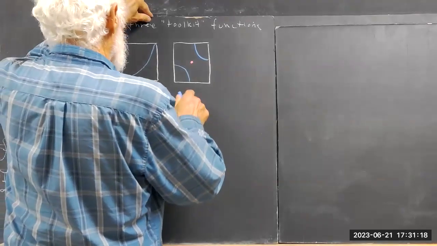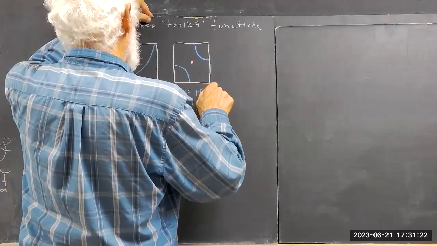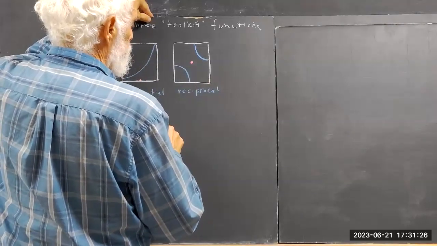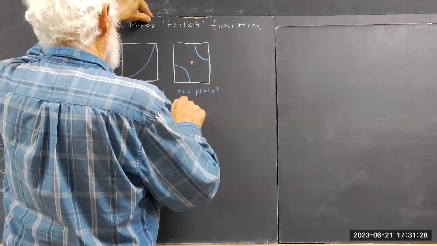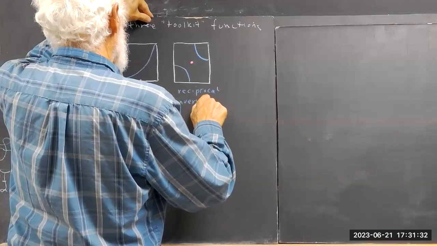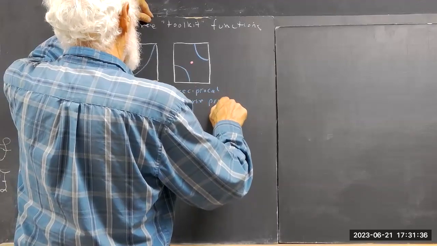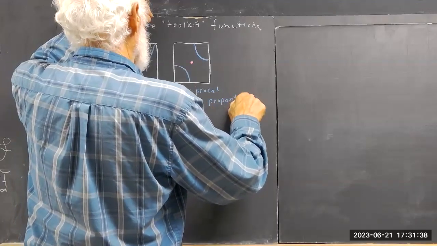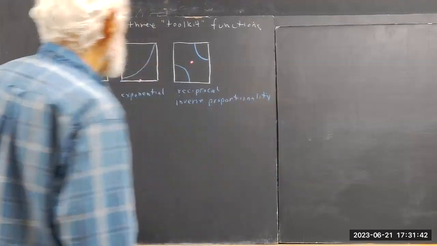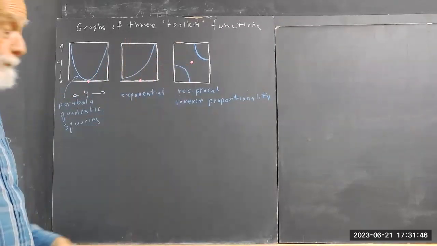And this is the reciprocal, or inverse proportionality. Okay, those are the graphs.